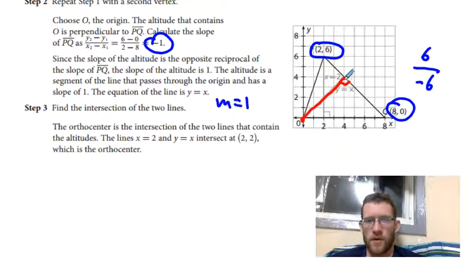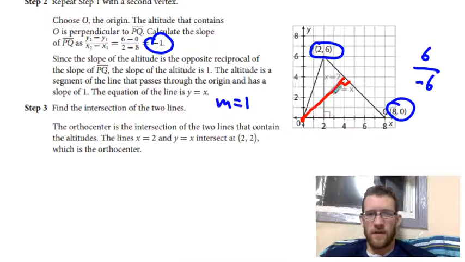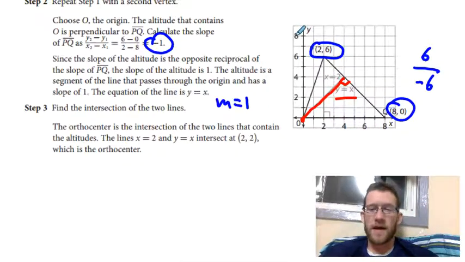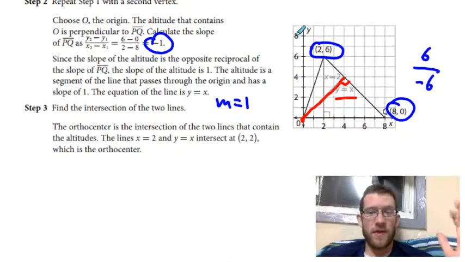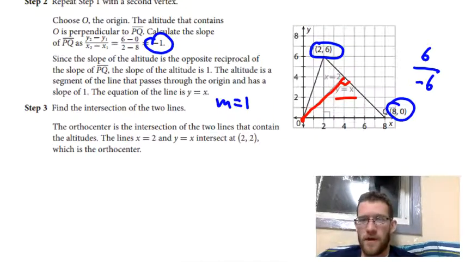And it goes through the origin. So what is the equation for a line with a slope of 1 that goes through the origin? We get y equals x. So often we're not done yet. Even though we have our two altitudes, we need to figure out where they intersect. And where they intersect is going to be called the orthocenter.